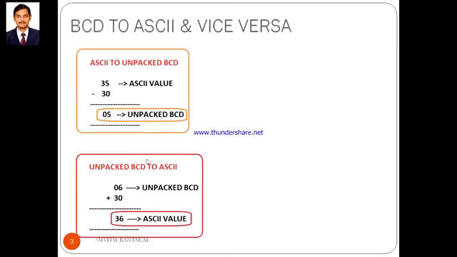Similarly, from unpacked BCD to ASCII, which is the reverse process, say the unpacked BCD value we are assuming is 6, and in order to get the ASCII equivalent value 36, we have to add 30 to that. This is the simplest process to convert BCD to ASCII.